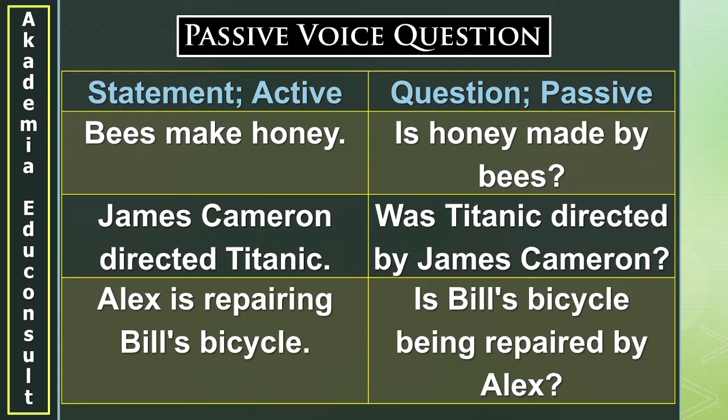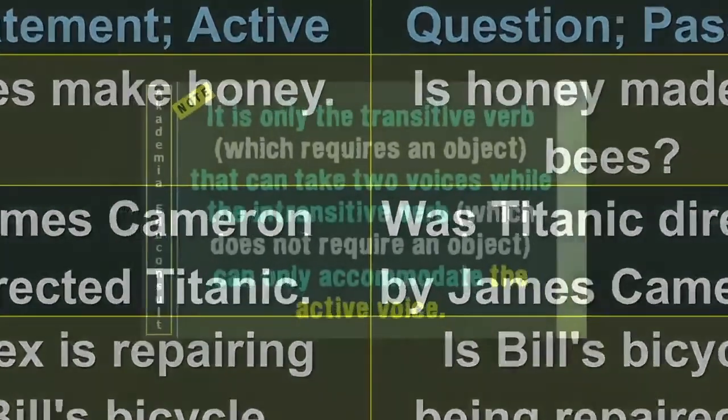Let's look at passive voice in terms of questions. Now you have the sentences on the left and the ones on the right, the active on the left and the passive on the right. Bees make honey. Is honey made by bees? That's a passive question. James Cameron directed Titanic. Was Titanic directed by James Cameron? Take note of the tense, was, because of the verb directed. And the other example, Alex is repairing Bill's bicycle. Is Bill's bicycle being repaired by Alex? Because it's an ongoing situation.